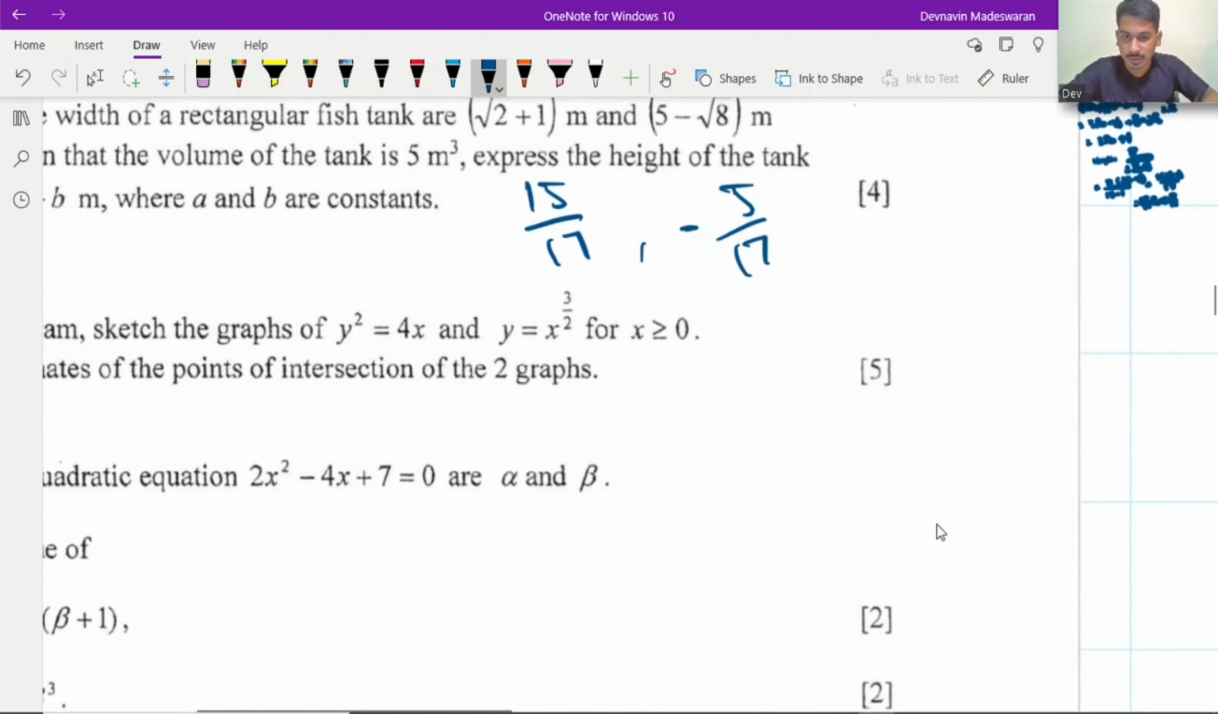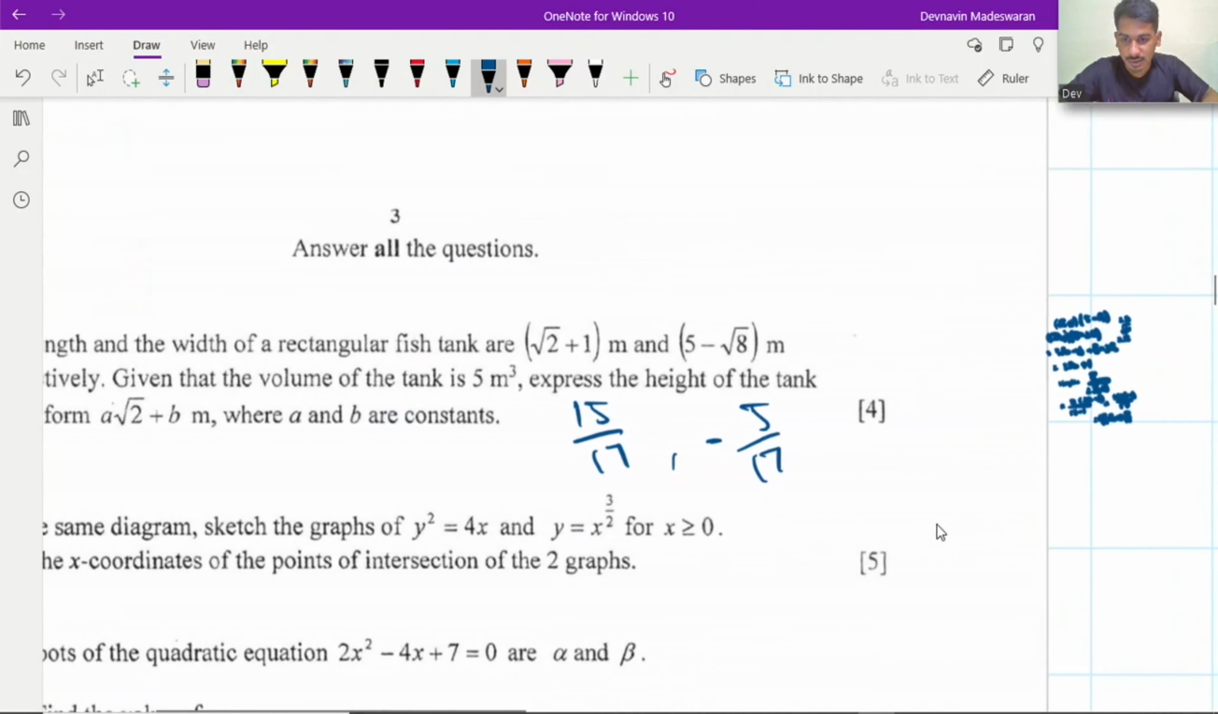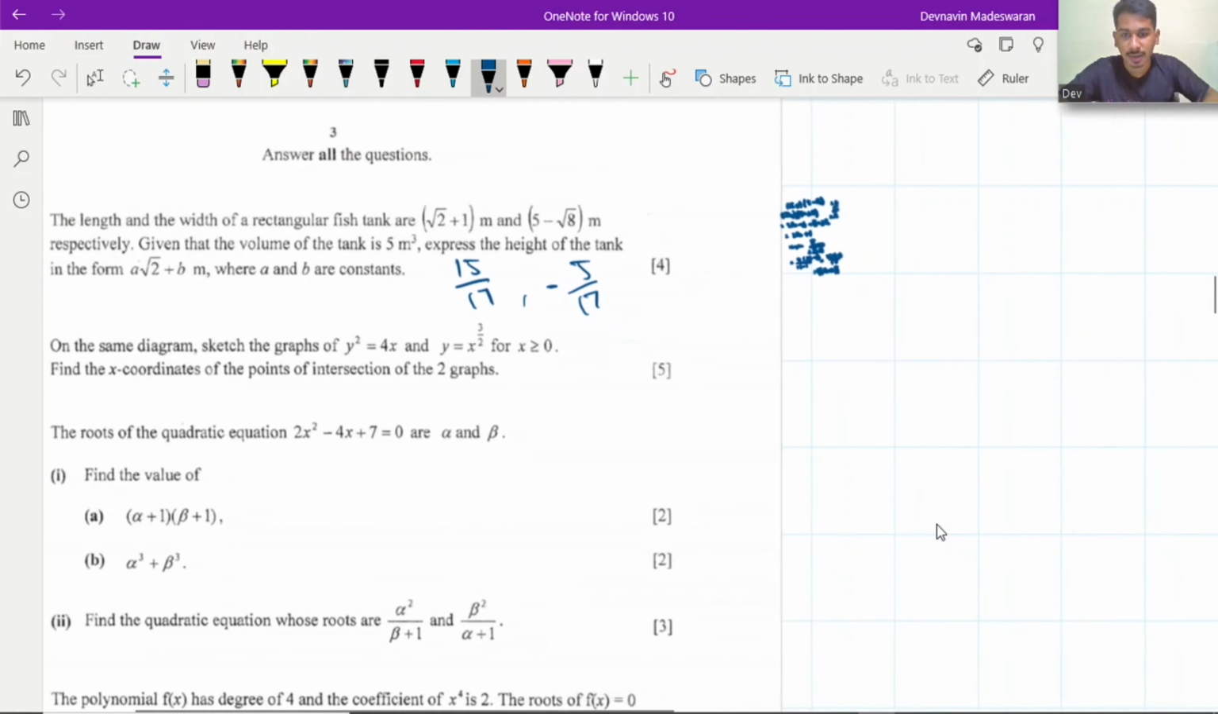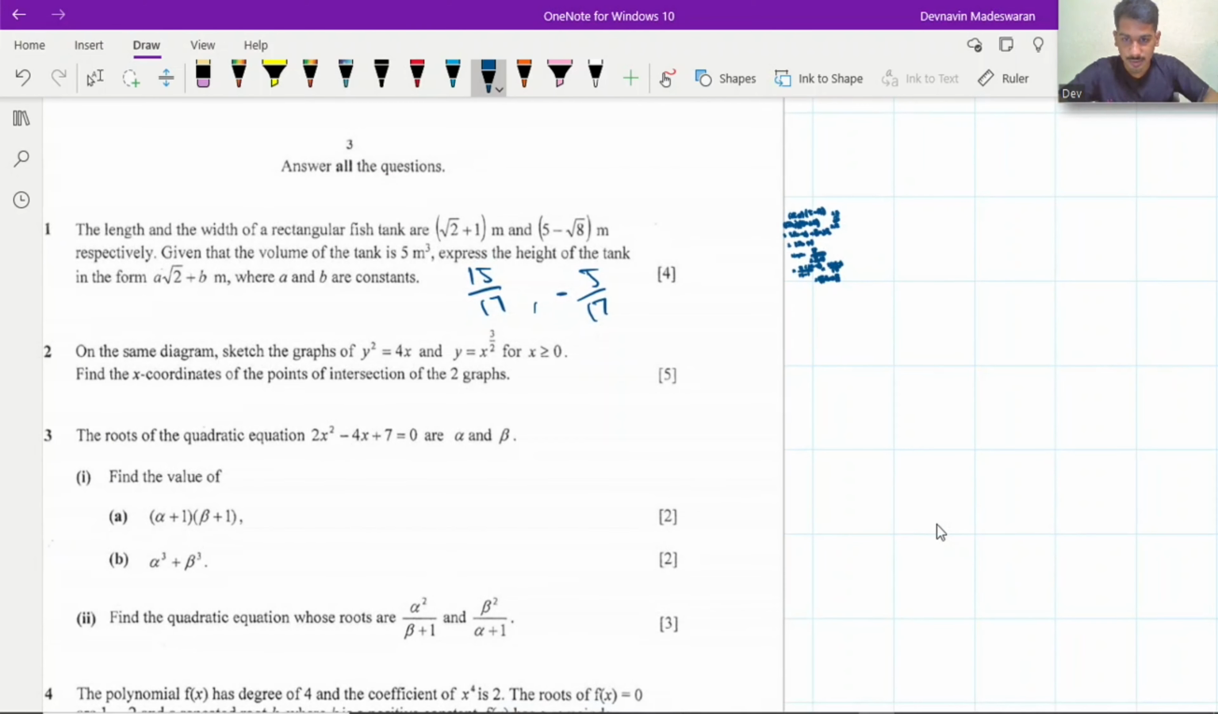Next one. Sketch these graphs. On the same diagram, sketch the graph of y square equal to 4x and y is equal to x to the power of 3 over 2. And then find the x coordinate of the point of intersection. A lot of things for 5 marks. Yeah, that's right. Okay, let's draw a sketch for a graph.